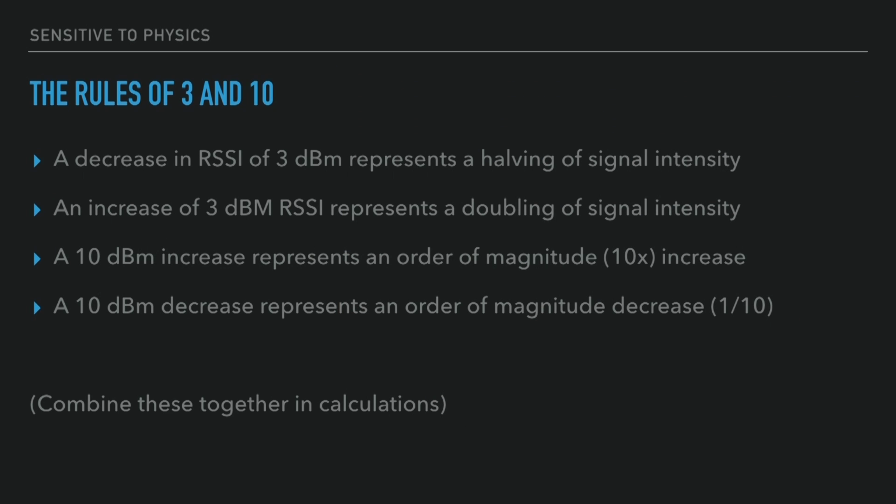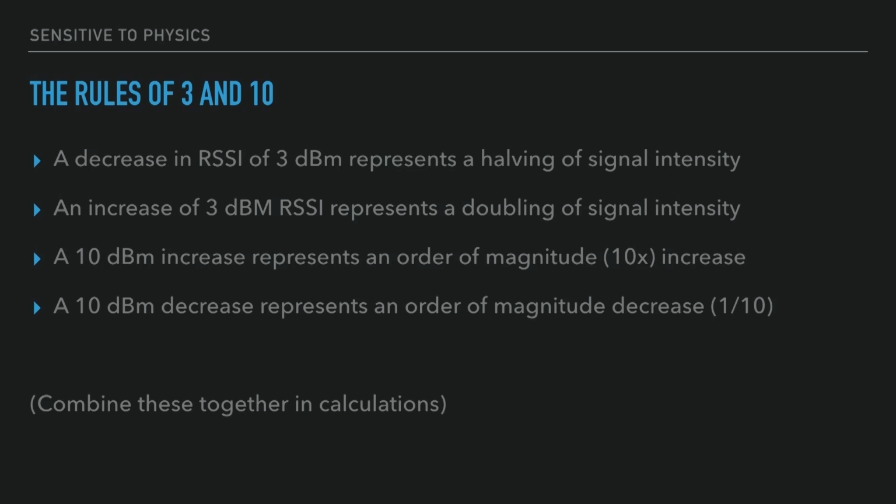This brings us to what we call the rules of 3 and 10. There's a lot of text on this slide. Really what this describes is how we can look at things like the RSSI number reported in your Apple Wi-Fi menu item. When you hold down Option and click the Wi-Fi menu item, you'll see RSSI reported, and the numbers increase and decrease as the signal increases and decreases. A decrease in RSSI, received signal strength indicator, of 3 dBm represents a halving of signal intensity. An increase of 3 dBm represents a doubling of signal intensity. If you decrease the signal 10 dBm, you reduce it by an order of magnitude. That is, a tenth of the signal. And if you increase it, you multiply the intensity by 10.